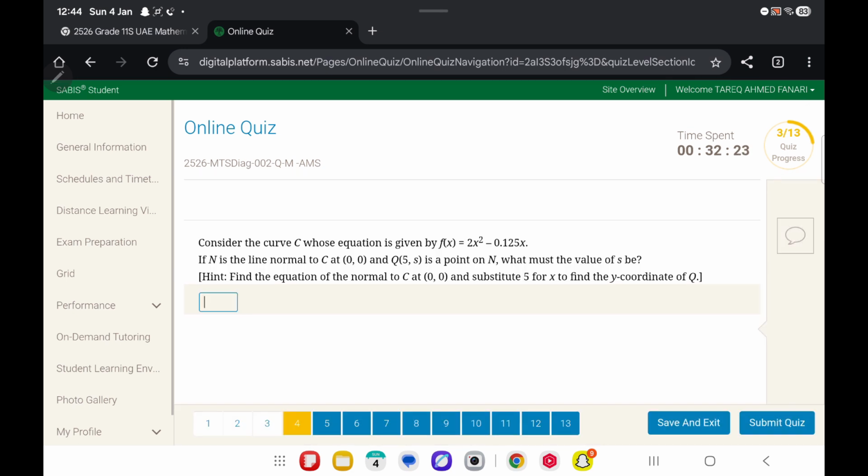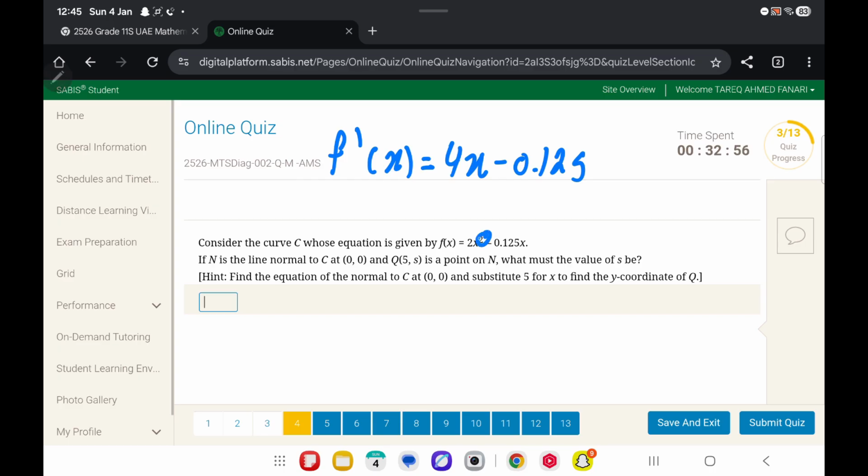Okay, consider the curve C. This is a really easy question. Consider the curve C, whose equation is given by f of x equals x squared minus 0.125x. If n is the line normal to C at (0, 0), and Q is a point on n, what must be the value of SP? First of all, we will derive this equation. F prime of x is equal to 4x minus 0.125. This is just the basic power rule derivative.